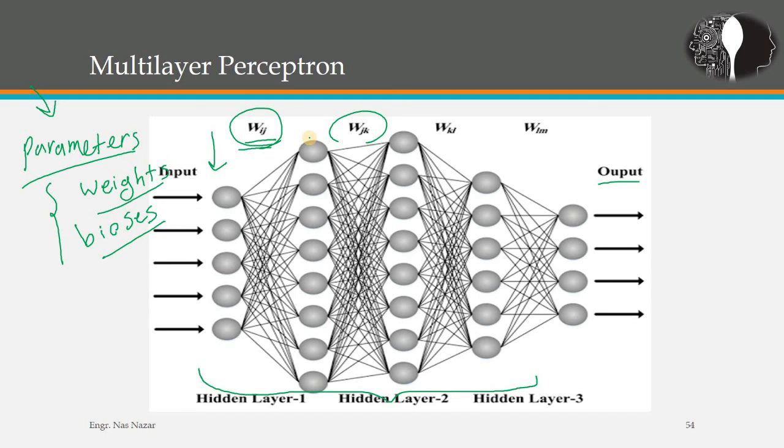Adjusting different parameters is called training. So we need to train the system and we need to teach the system. The system is learning based on different parameters and based on different inputs that we are feeding into our network. This is the structure of a multi-layer perceptron.